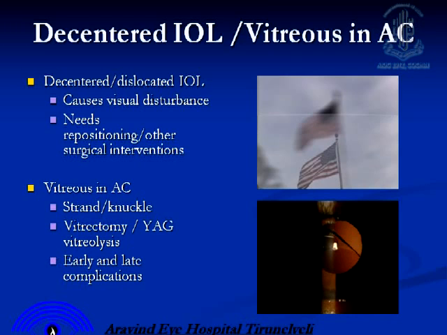Vitreous in AC could be either in the form of a strand or a knuckle, and this may require vitrectomy either through the pars plana route or through the anterior route, or YAG vitreolysis. And vitreous remaining in the anterior chamber could lead to early or late complications.